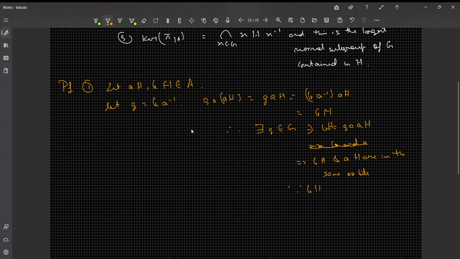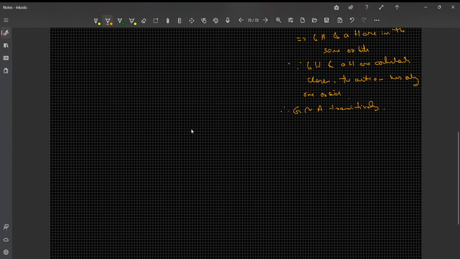Since bH and aH are arbitrarily chosen, the action has only one orbit, because if you choose any arbitrary two elements from the set A, they all fall under the same orbit. So there is only one orbit which contains every element in it, right? So the action has only one orbit. Therefore, G acts on A transitively. Clear? Let us move on to the next proof.